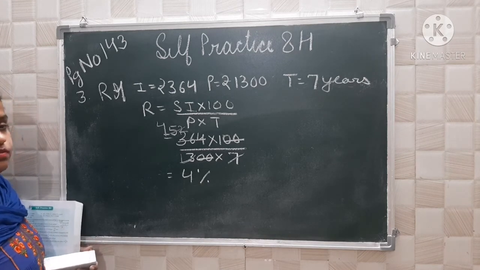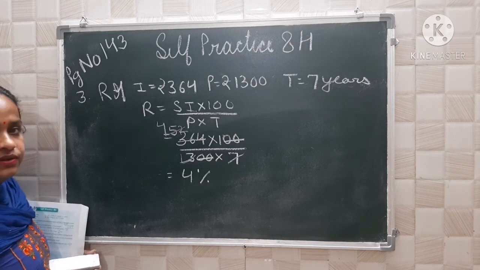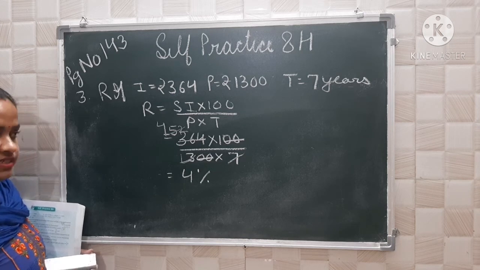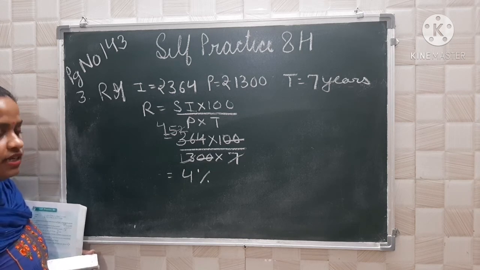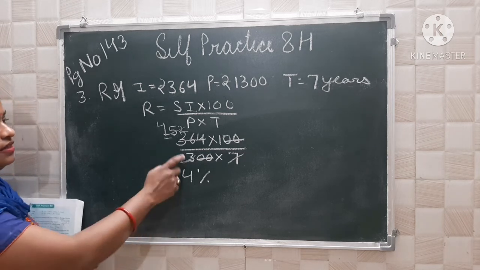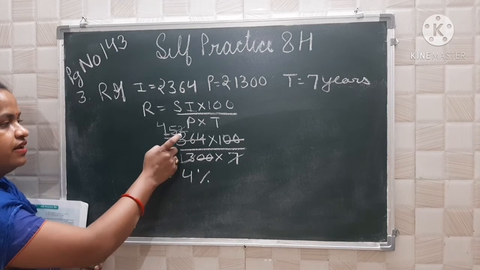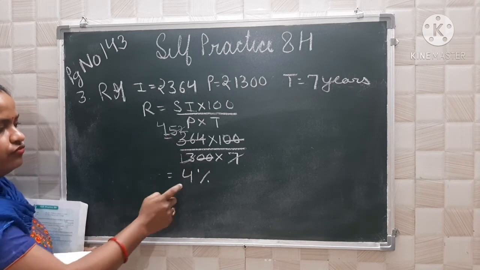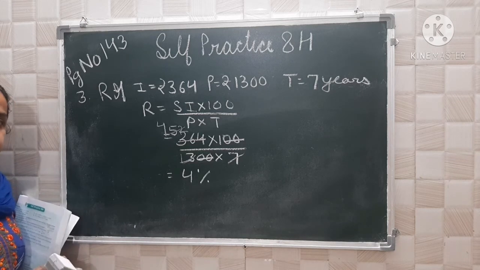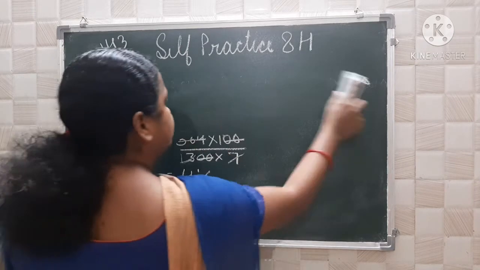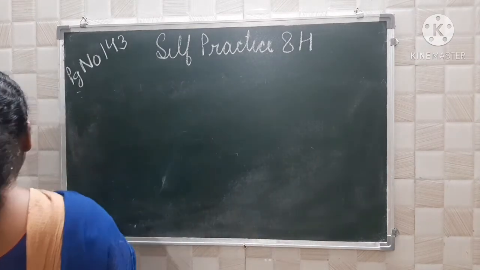Once more you see, rate is equal to SI into 100 upon P into T. The SI is 364 into 100 upon 1300 into 7. Zeros will be cancelled out. 7 5s are 35, 7 2s are 14 and 13 4s are 52. So 4% rate of interest is there. Clear? Now next question, question number 4.